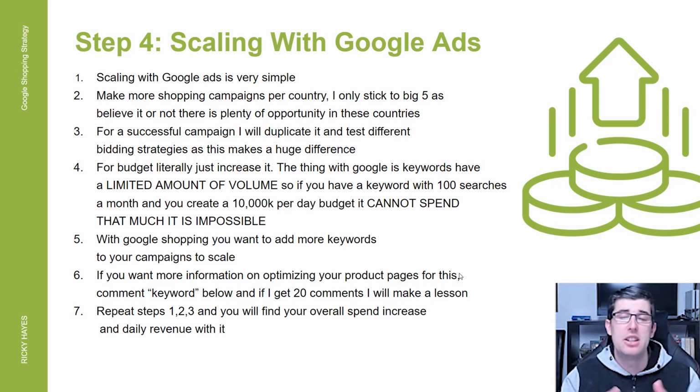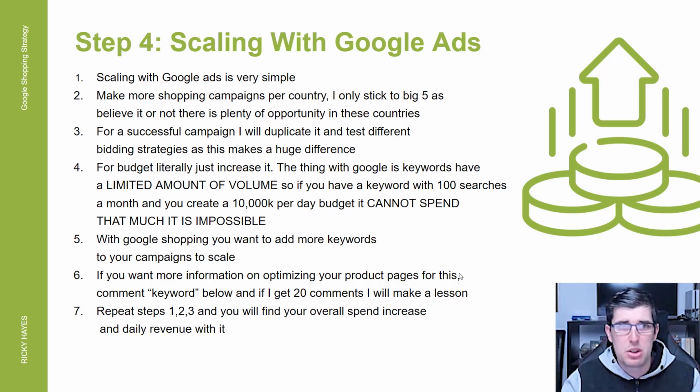If a keyword has only 100 searches a month, and let's say that you create a 10K per day budget on that campaign, it cannot spend that much. It's impossible. Even if you got all 100 of those clicks, which is impossible, and they were $1 each, you would have only spent $100. But if you get a 5% CTR, you got 5 clicks, so you've only spent $5.